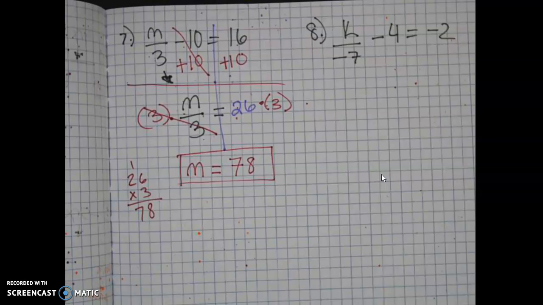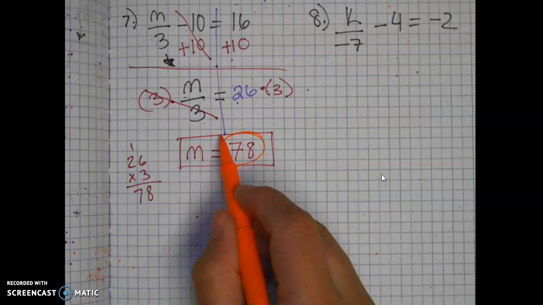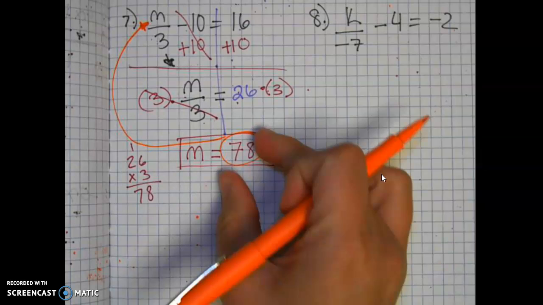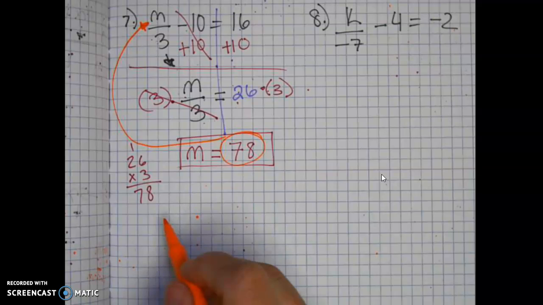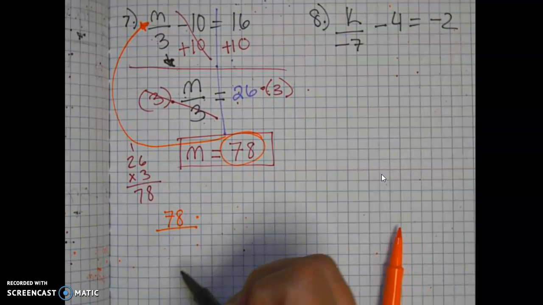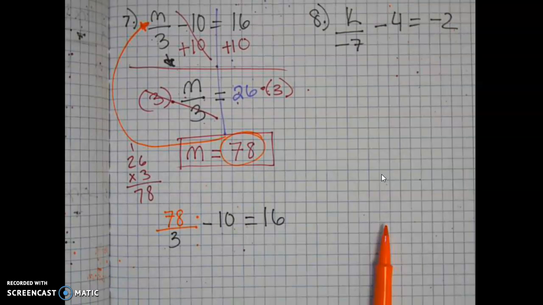Now, if I wanted to double check this answer, because I'm not entirely sure, 78 sounds like a really big number. What I can do is take it and plug it straight in for this m. So I'm going to take this 78 and slap it right on top of the m to cover it up. So it'd be 78 divided by 3 minus 10 should give me 16.